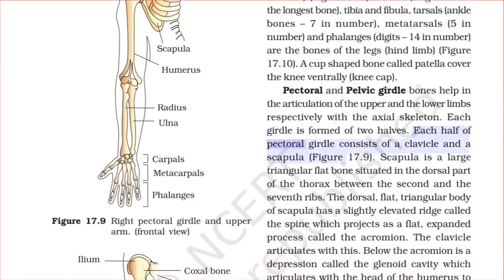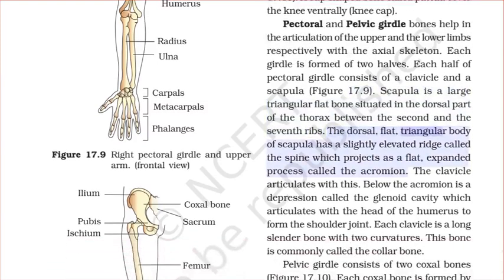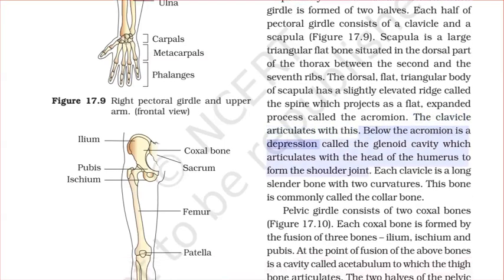Each half of the pectoral girdle consists of a clavicle and a scapula. Scapula is a large triangular flat bone situated in the dorsal part of the thorax between the 2nd and the 7th ribs. The dorsal, flat, triangular body of the scapula has a slightly elevated ridge called the spine, which projects as a flat, expanded process called the acromion. The clavicle articulates with this. Below the acromion is a depression called the glenoid cavity, which articulates with the head of the humerus to form the shoulder joint.